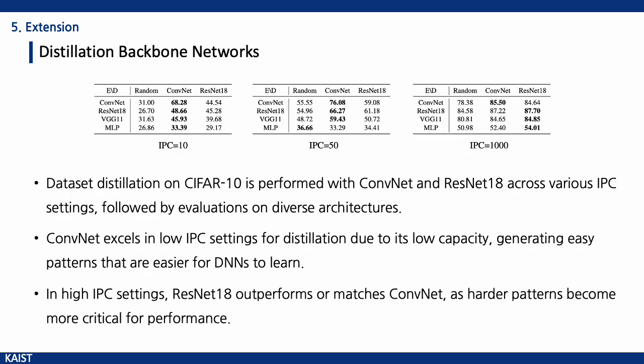Let's take a look at the distillation backbone networks used in the experiments as shown in the table. Dataset distillation on CIFAR-10 was performed using CONVNet and ResNet-18 across various IPC settings, followed by evaluations on diverse architectures to assess generalizability. The results highlight a key difference between the two networks. CONVNet excels in low IPC settings due to its lower capacity, which focuses on generating easy patterns. These patterns are simpler for deep neural networks to learn, making it highly effective for small synthetic datasets. In contrast, ResNet-18 performs better or matches CONVNet in high IPC settings, where harder patterns become more important for performance. This higher capacity enables it to handle the complexity of larger synthetic datasets effectively. This comparison underscores the importance of aligning the distillation backbone with the IPC setting to achieve optimal results.